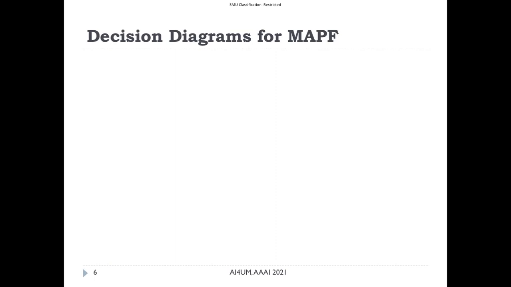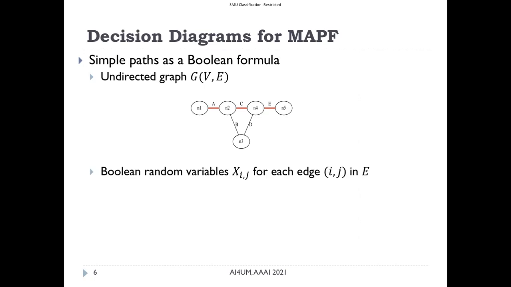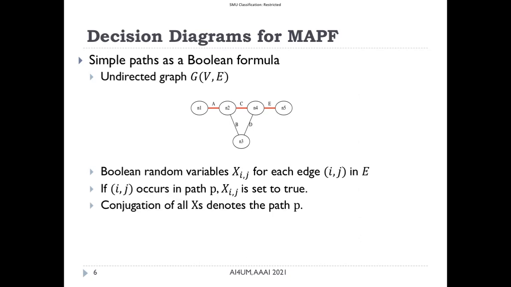The first step in our framework for getting the feasible actions set is to encode the domain knowledge as propositional rules. We start with encoding paths as a Boolean formula. Given an undirected graph like this with 5 nodes and 5 edges, we associate Boolean variables with all the edges in the graph. If the edge occurs in a path, then the corresponding Boolean variable is set to true. Otherwise, it's set to false.